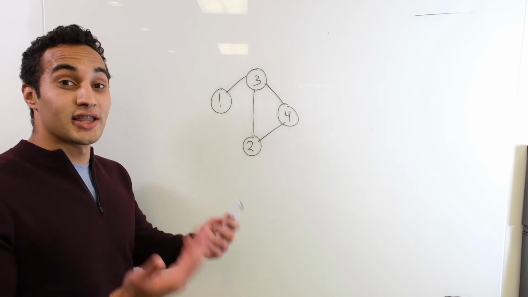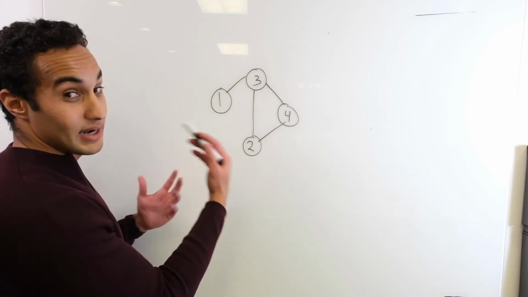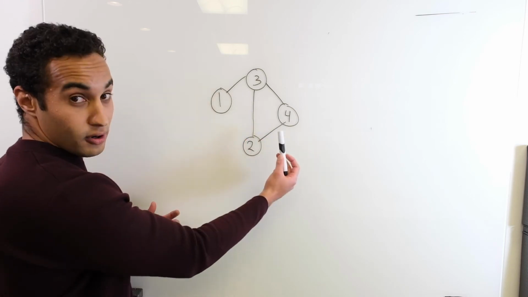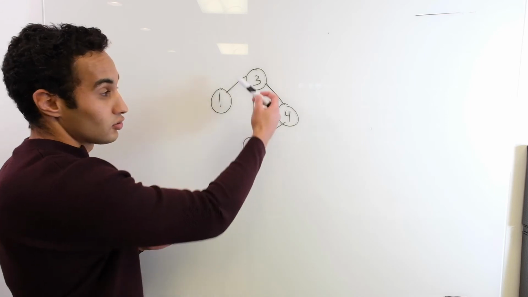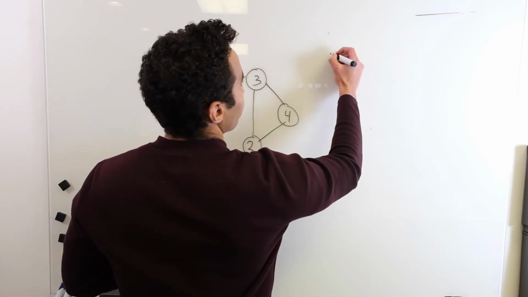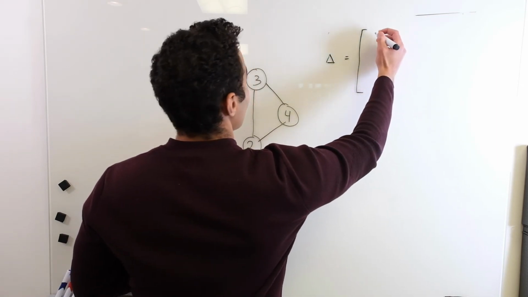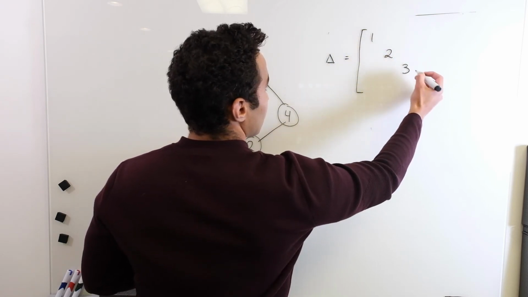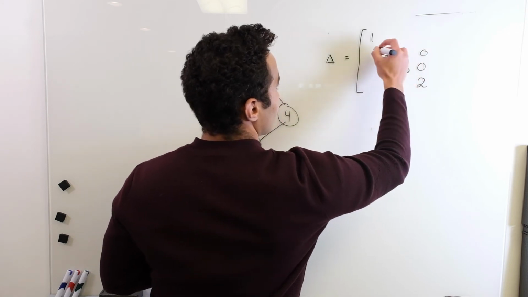So let's start by computing the degree matrix for this graph. Node 1 has 1 neighbor, which is node 3. Node 2 has 2 neighbors, which are 3 and 4. Node 3 has all 3 neighbors, and node 4 has 2 neighbors. So let's start writing that down. As we said, 1 neighbor, then 2 neighbors, node 3 has 3 neighbors, and node 4 has 2 neighbors. And then we'll fill the rest with zeros.